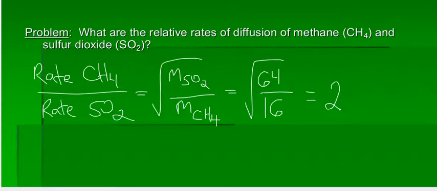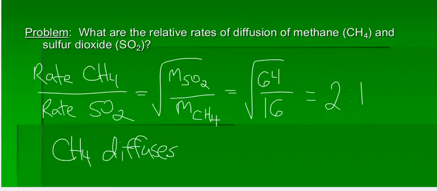We always have to have a comparison here, so it says what are the relative rates of diffusion? I always compare it to 1. And what that means is CH4 diffuses twice as fast as the SO2. Smaller gases diffuse quicker, and that makes sense. So CH4 would diffuse twice as fast. It is a smaller molecular mass gas.